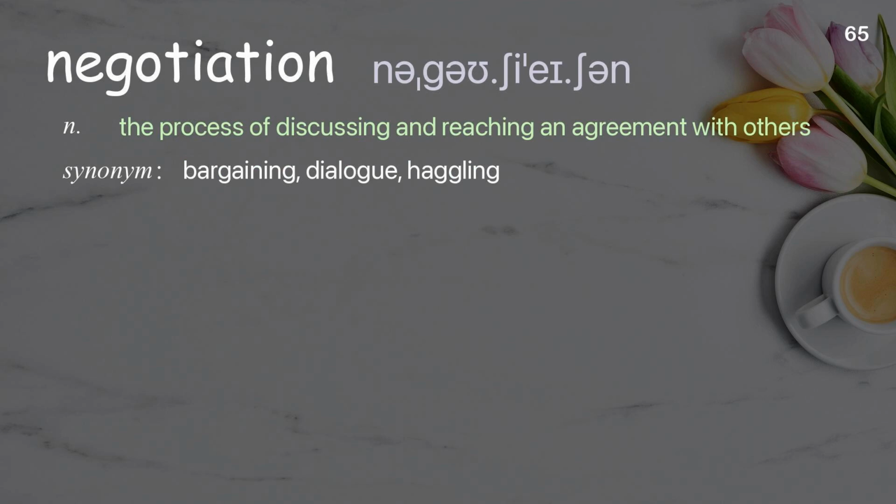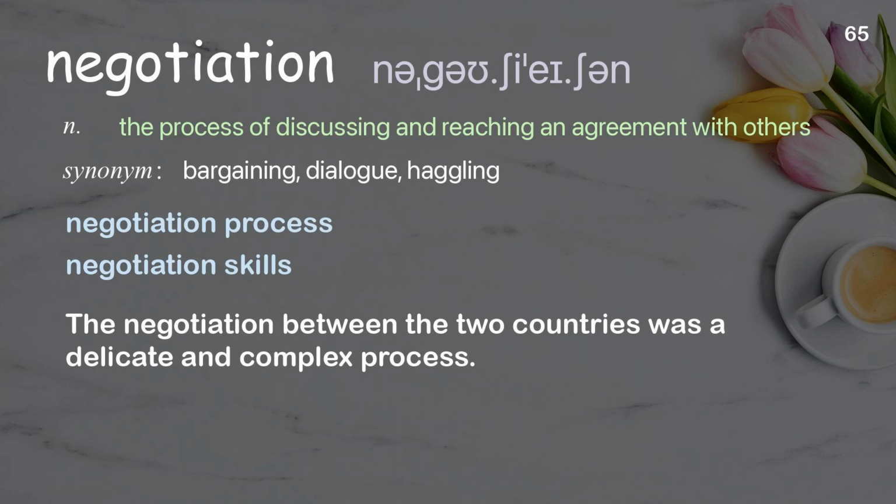Negotiation. The process of discussing and reaching an agreement with others. Examples: Negotiation process. Negotiation skills. The negotiation between the two countries was a delicate and complex process.